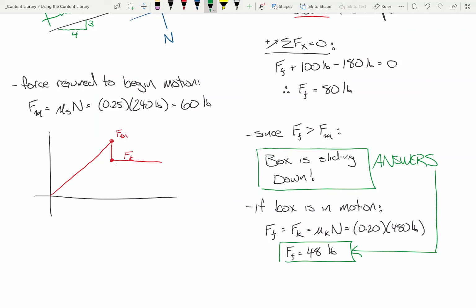So I want to guess, where'd the 480 pounds come from? Oh, that's supposed to be 240. I was getting ahead of myself. You're right, that's 240. Thank you. That was a whoopsie.